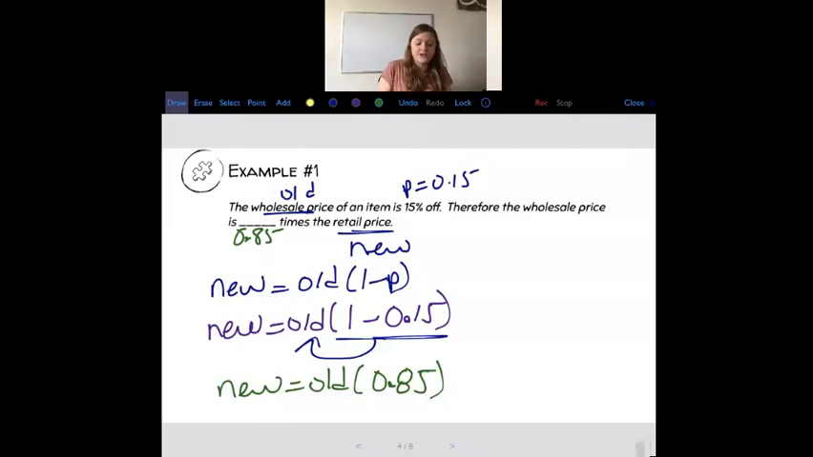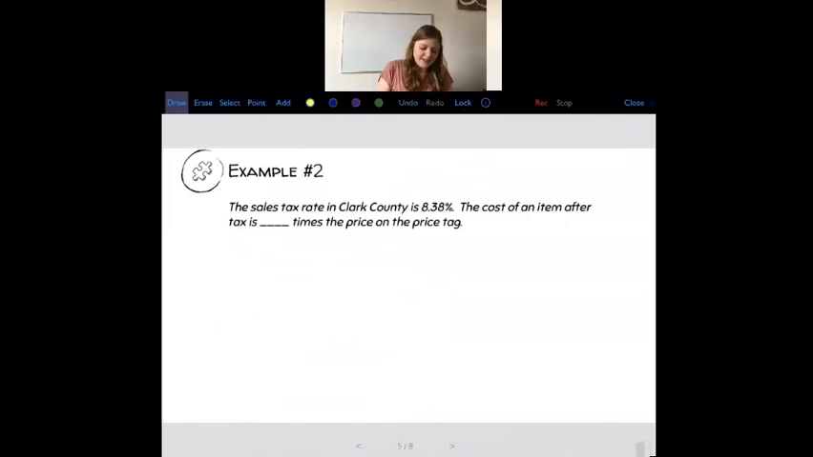Another thing to note that you won't necessarily be asked to do, but a way to think about these problems is notice that this would be 85%. If an item is 15% off, you're paying 85% of the price. Okay? But we can work with markup and markdown in order to get the multiplier that these problems are talking about. Example 2, the sales tax rate in Clark County is 8.38%.